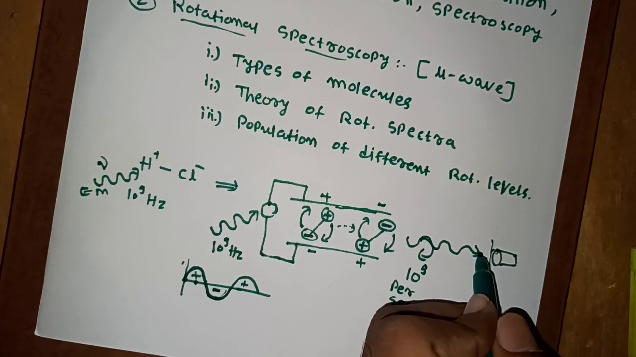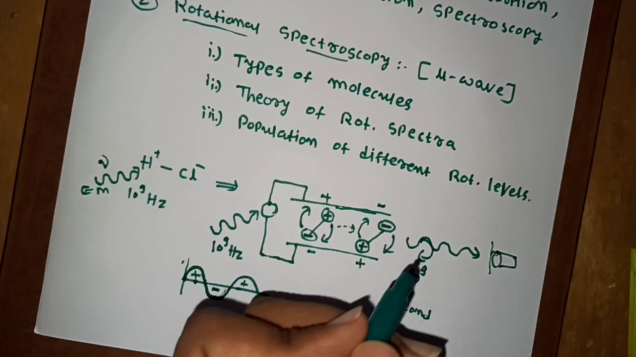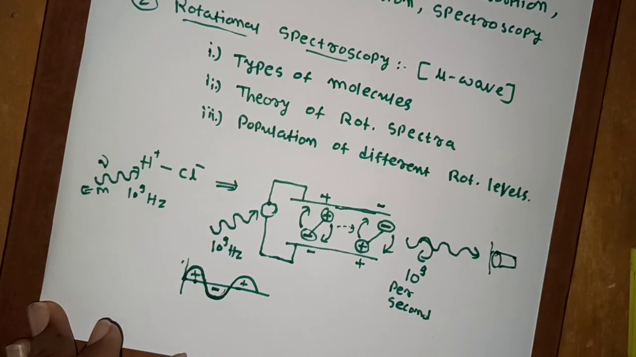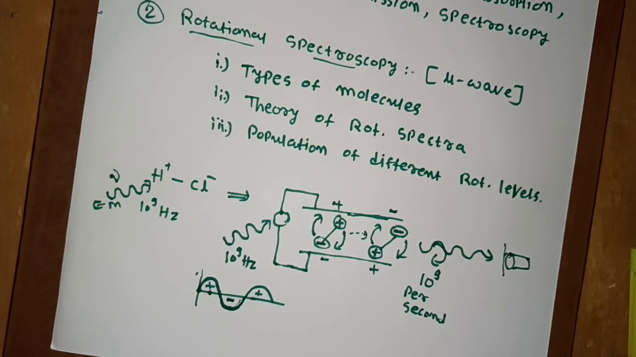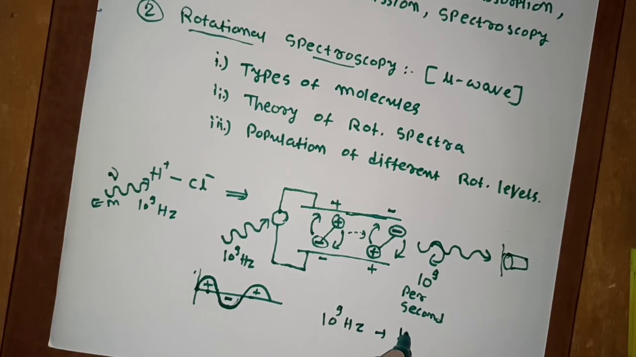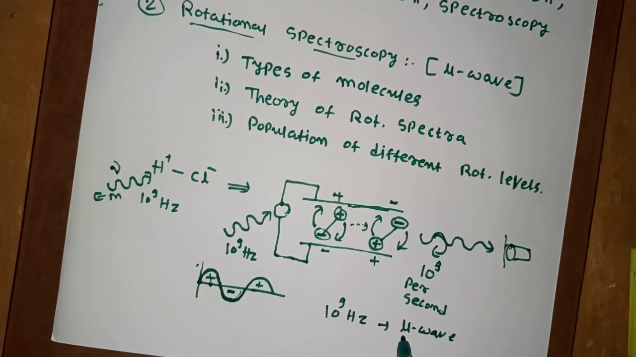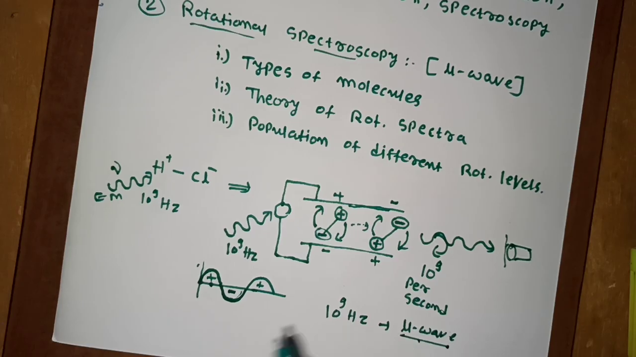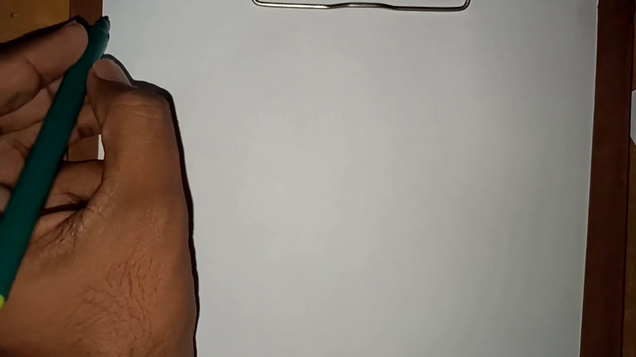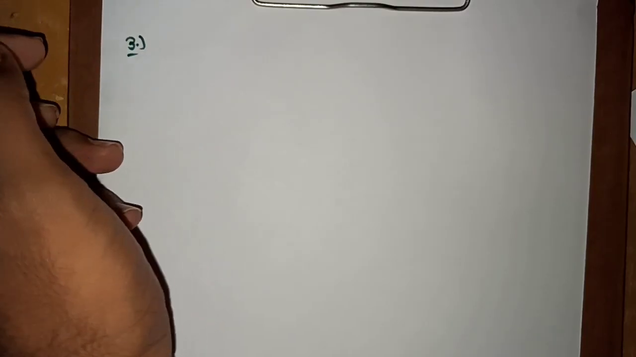After observation we will get spectra. That's why it is called rotational spectroscopy. And this 10^9 Hertz frequency is in the region of microwaves. That's why it's also called microwave spectroscopy. Okay. So now, the third topic which we are going to discuss is vibrational spectroscopy.